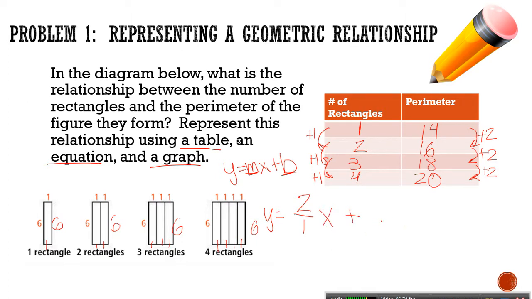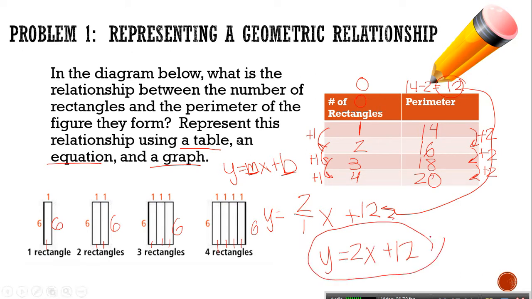Now, the easiest way to find b is wherever you're going to get a 0 in your table. If you notice here, I don't have 0 on this side, so I'm going to find what I would have for 0. If I go up, I'm going up by 2, so if I need to go this way, I'm going to subtract 2 from 14. So 14 minus 2 gives me 12. I'm going to take this 12 and put it right there. So my equation is y equals 2x plus 12.